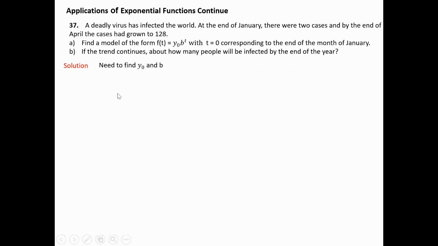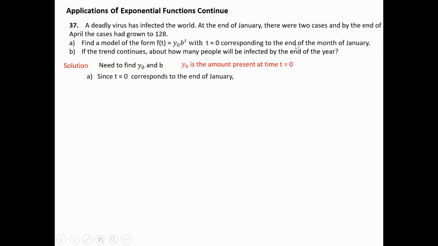So I need to find y naught. Hey guys, y naught is the initial value, and b, right? We need to find these two variables in order to come up with a function or a model. So y naught is the amount present at time equals 0.